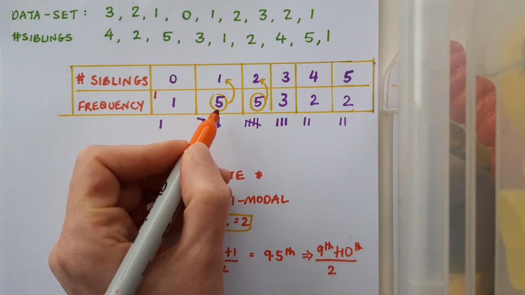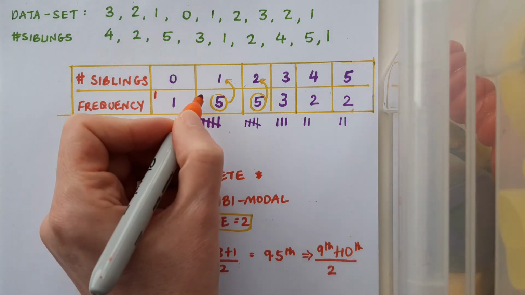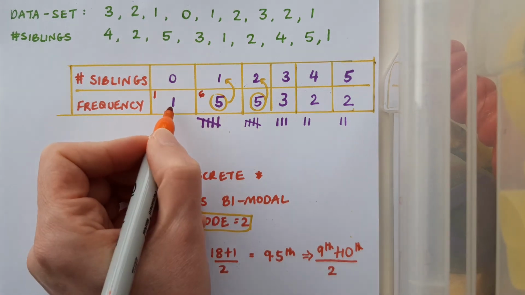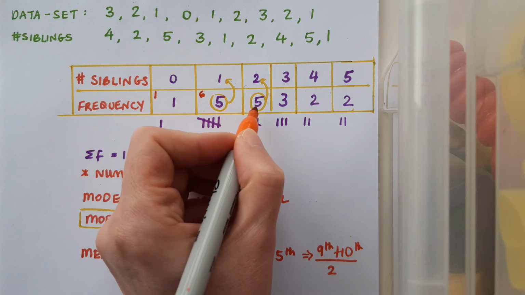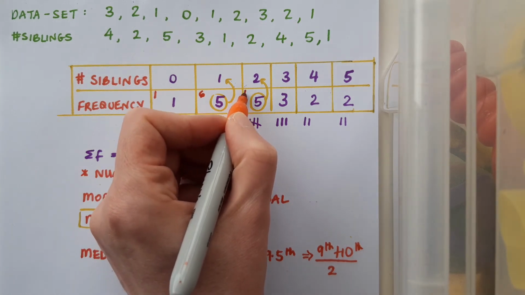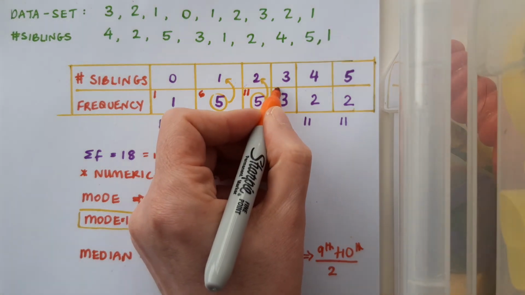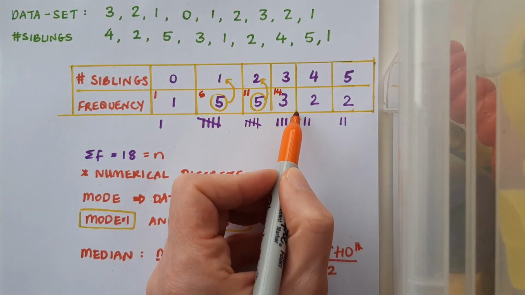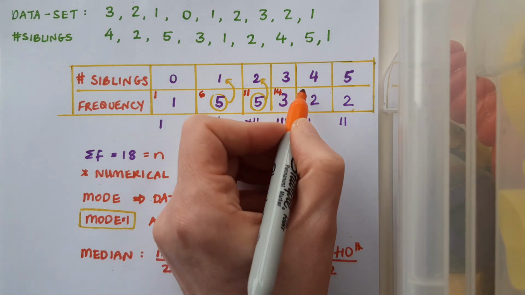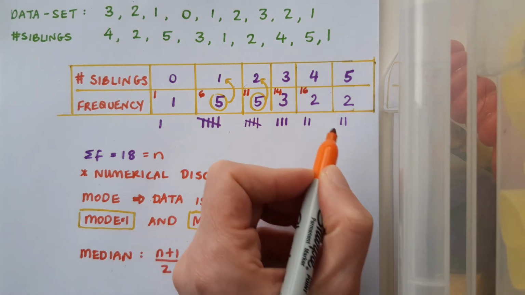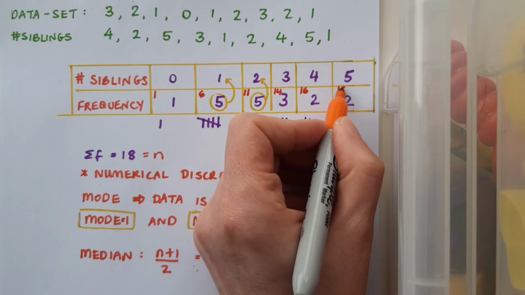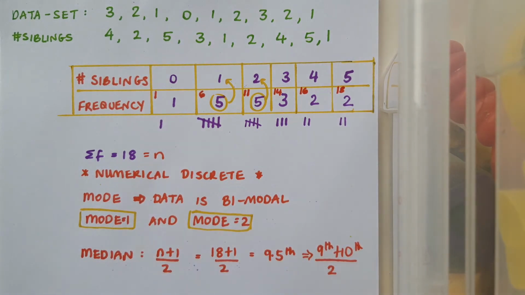When I include the next box, the next column if you like, 1 and 5, I've now dealt with the first 6 pieces of data. Add on the next 5, this brings me up to the 11th piece of data. Add the 3, I've now covered the first 14 pieces of data. Add the 2, I've got 16, and finally add the last 2 and I have 18.